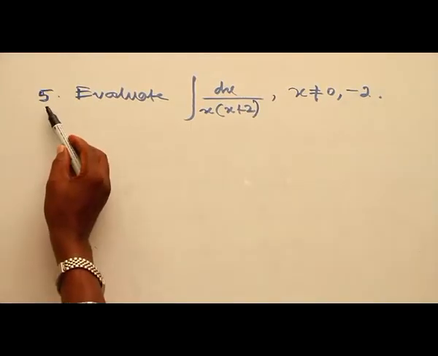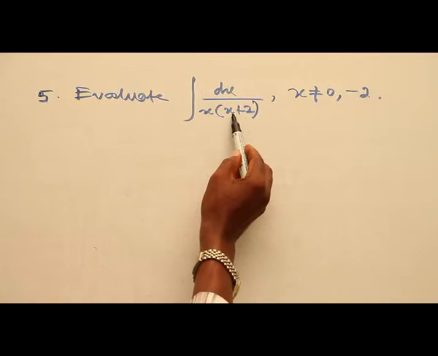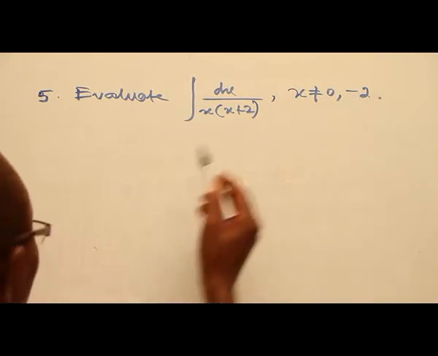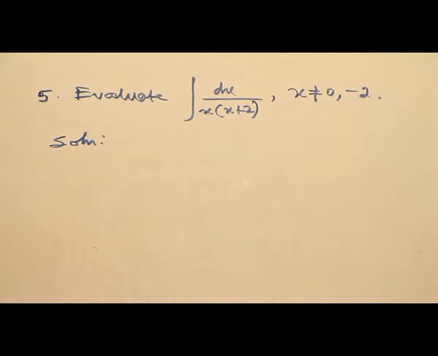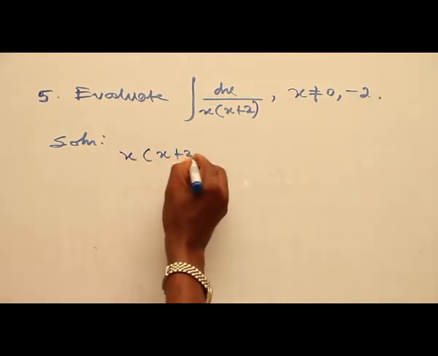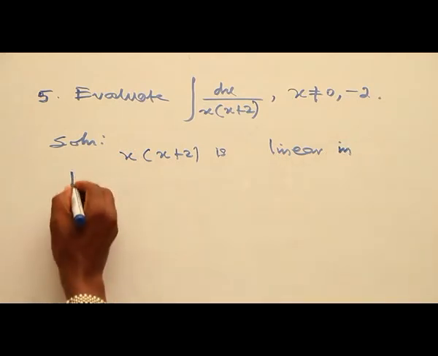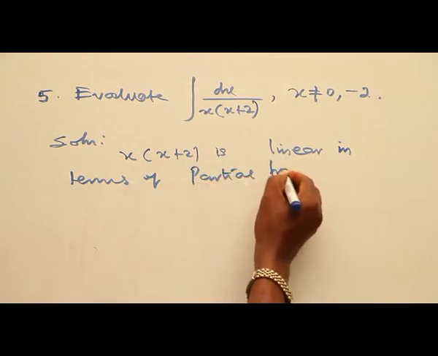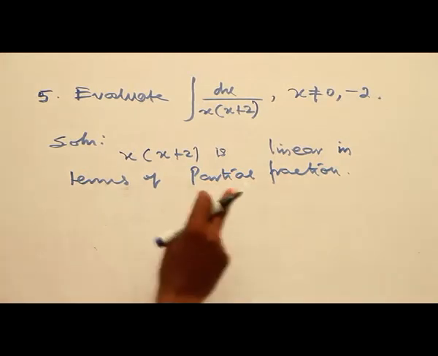Another example is example number 5. Evaluate the integral ds all over s into s plus 2, where s is not equal to 0 and s is also not equal to minus 2. Solution. I want you to observe critically the denominator of this function. The denominator s into s plus 2 is linear in terms of our partial fraction. s is linear, s plus 2 is linear. That's exactly what I mean, not the product.